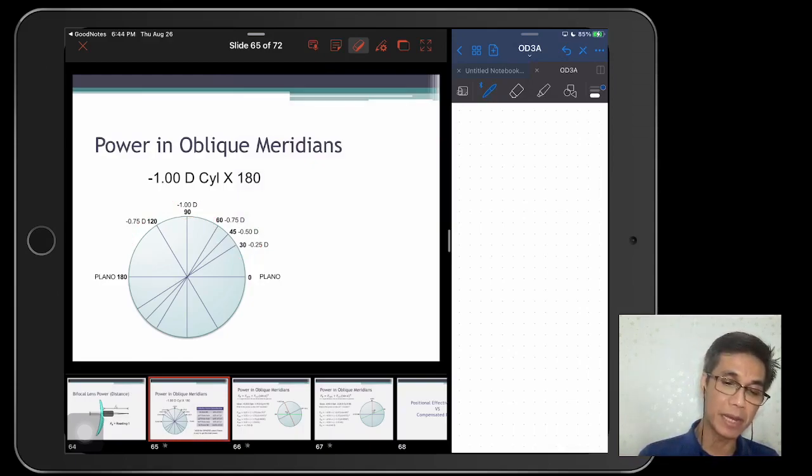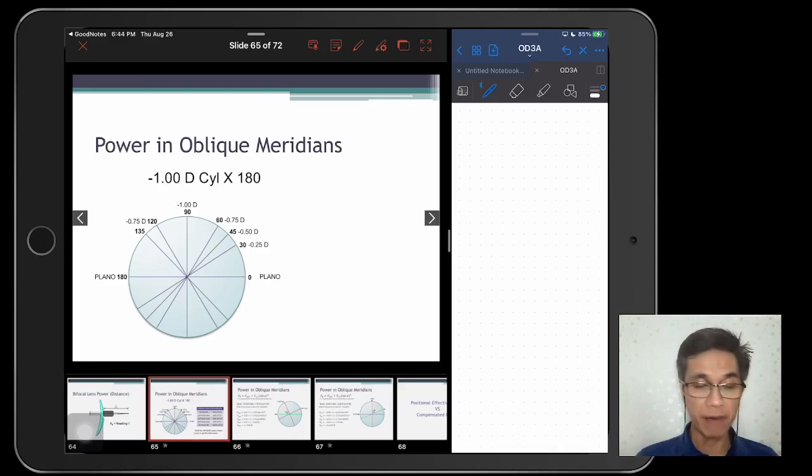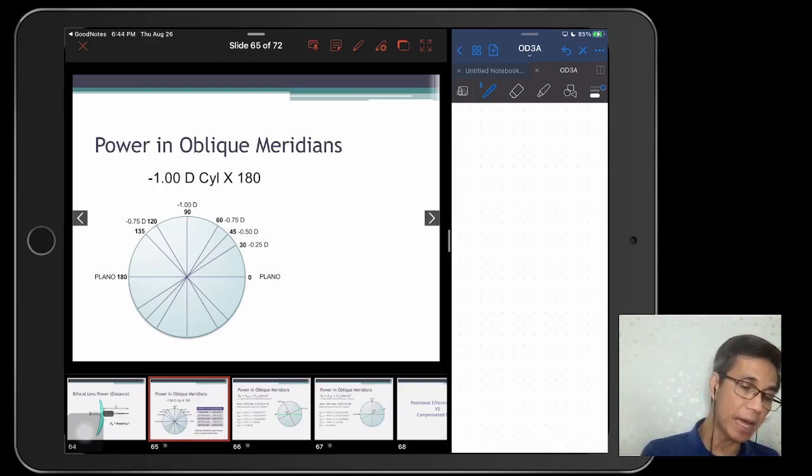Next, pag sinabi naman natin ngayon na susunod, 135. 135, how many degrees yan from the axis? Ganong kalayo siya from the axis? 180. And that will be 45 degrees from the axis. Anong sabi natin? Kapag 45 degrees from the axis, that meridian will receive 50% of the cylinder power. So, yung 135 will receive, ilan?